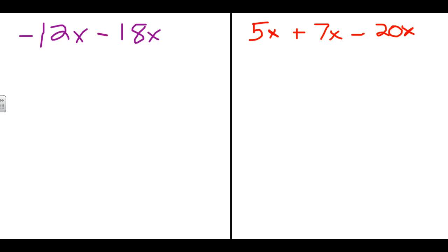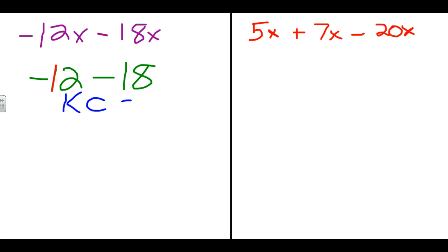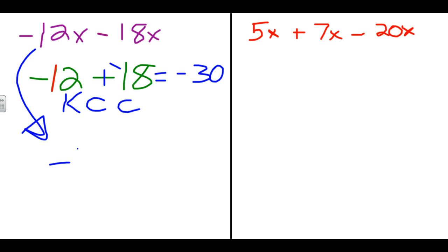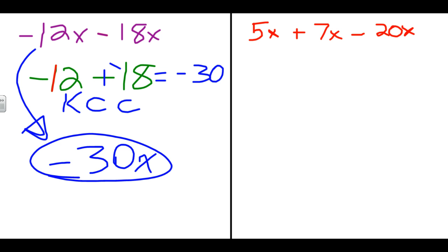Now, the next set of example problems, we'll see a few more negative coefficients. So in the example on the left in purple, negative 12x minus 18x, we need to work with negative 12 minus 18. Now, of course, this is a subtraction problem. We can use our familiar trick to remember how to go through this. KCC. Negative 12 plus negative 18 is negative 30. So therefore, this set of terms combines to negative 30x. That is our answer. Negative 12x minus 18x is negative 30x.